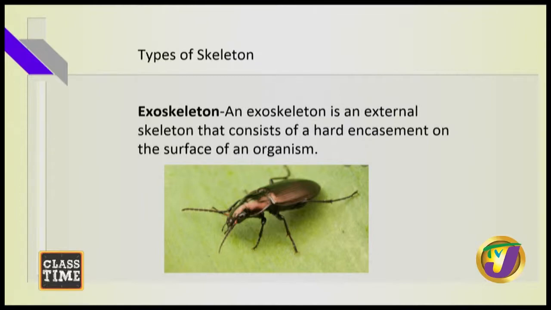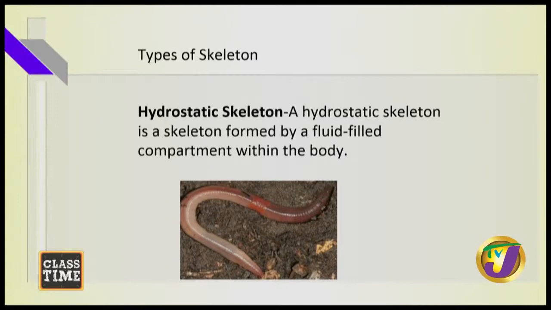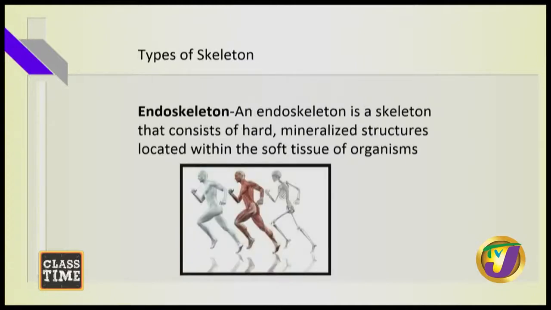But before we go into that, we want to let you be aware that there are different types of skeleton. You have the exoskeleton, and as the name suggests, exo means on the outside. So these organisms, like insects, have their skeleton on the outside. The exoskeleton is made of chitin. Then we have the hydrostatic skeleton, found in earthworms or soft-bodied animals, and their skeleton is formed by fluid-filled compartments within the body, and this fluid is compressed against muscles and so helps with movement.